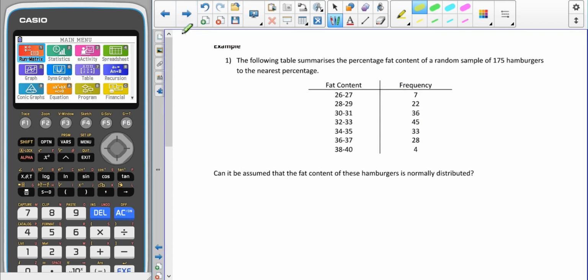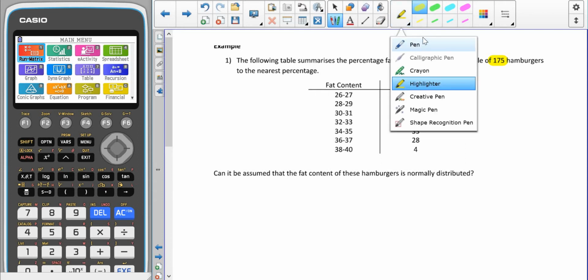So we've got an example here. The following table summarizes the percentage fat content of a random sample of 150 hamburgers. So that is my sample size. We can also add the frequencies up and we should get 175 as well. And we're trying to just see if the normal distribution fits here. We haven't been told a mean or a standard deviation that we're trying to see fits with this distribution, so we're going to have to calculate it from the data.